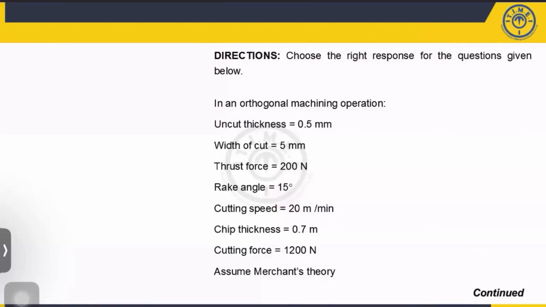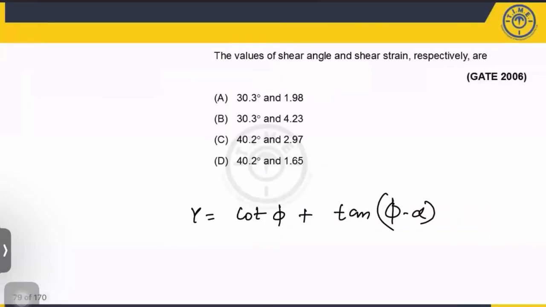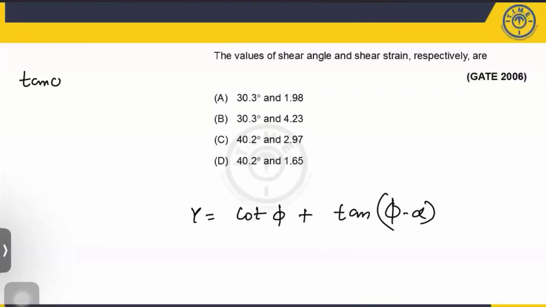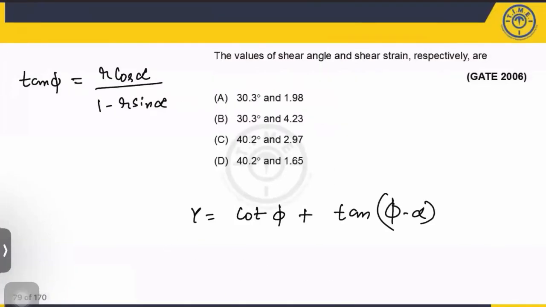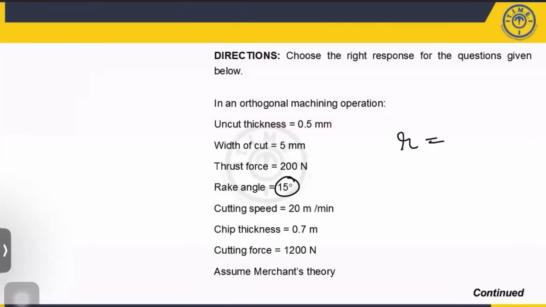Okay. So if you want, I can explain how you will calculate. But I'm expecting at least you can calculate the shear angle. What is the shear angle? Tan phi is equal to r cos alpha by 1 minus r sin alpha. Alpha is given to you, alpha is 15 degree. So how you will calculate r? r is nothing but uncut chip thickness to the chip thickness, 0.5 to the 0.7.